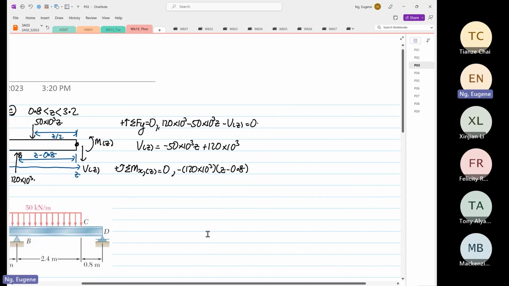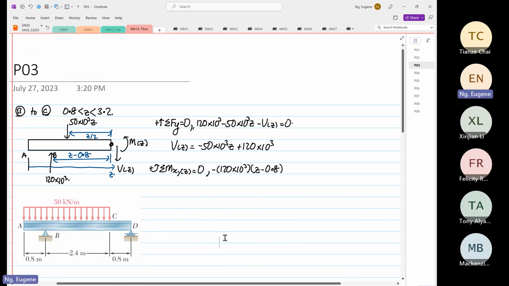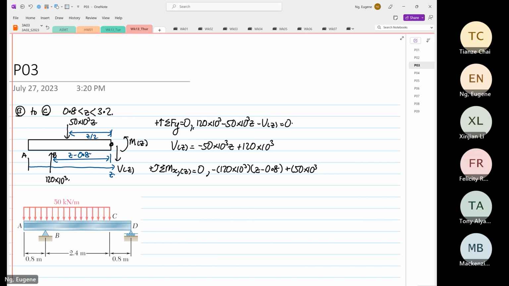I'll bring this over here so I don't need to move this so often. And then we add 50 times 10 to the power 3 Z multiplied by Z divided by 2. Okay, 50 times 10 to the power 3 Z, yep, Z over 2 is positive, plus M as a function of Z is equal to 0.